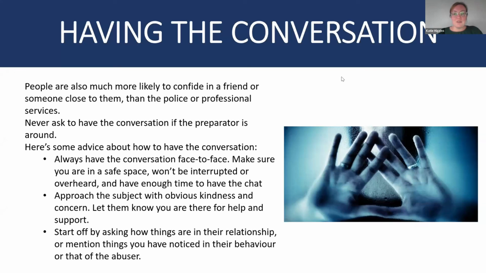Try and have the conversation face to face. So if the perpetrator is not in the house or nearby, always have the conversation face to face. Approach the subject with obvious kindness and concern. Let them know that you're there just to help and support. And start off by asking things like, how are things in your relationship? Is there anything that bothers you about the behaviour of your partner? Those type of things. So gradually, gently get yourself into the conversation before you ask outright, have you ever experienced domestic abuse?